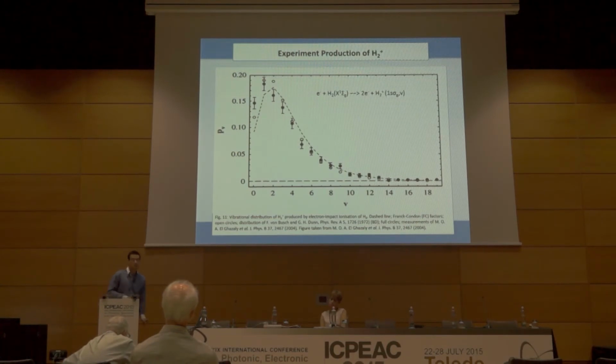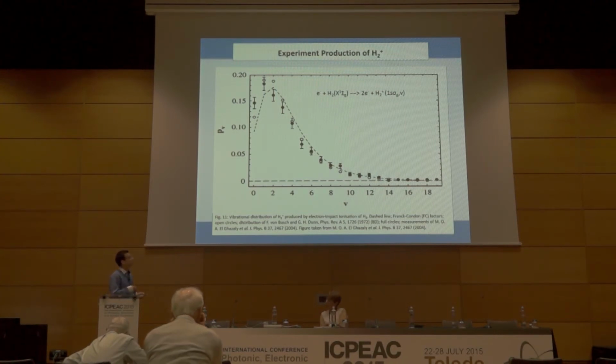Okay, so now we want to compare with experiment. H2 plus is produced by electron impact ionization of H2, which produces H2 plus in a range of vibrationally excited states. So most of these measurements take measurements of H2 plus in a vibrationally excited state. So we need to perform scattering calculations from each of these vibrationally excited states and weight according to their Franck-Condon factors, which is given by this dashed curve. And this, by the way, was taken from the paper by El-Ghazaly, who measured their vibrational distribution.